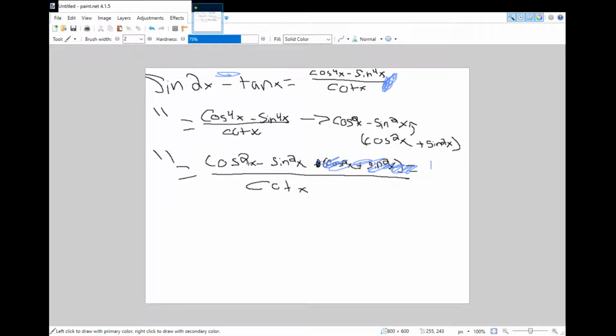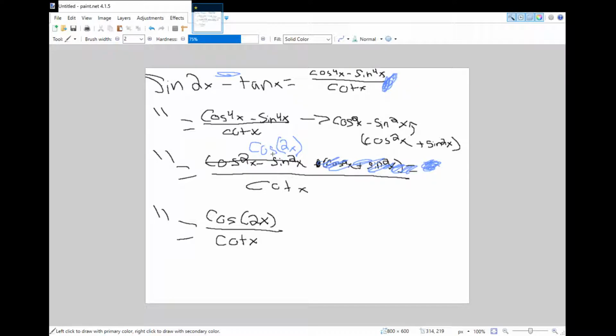Then cosine squared x minus sine squared x is equivalent to cosine of 2 theta, or in this case, I'm going to cross this out, and it's equivalent to cosine of 2 times x. This is not cosine squared, it's cosine 2x. That might be easier if you look at it like that. Now 1 times cosine 2x is cosine 2x, right? So I'm just going to erase that. Okay. So now we have cosine of 2x over cotangent x is equivalent to sine 2x minus tangent x.